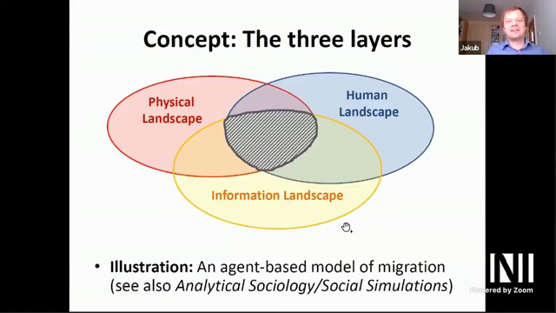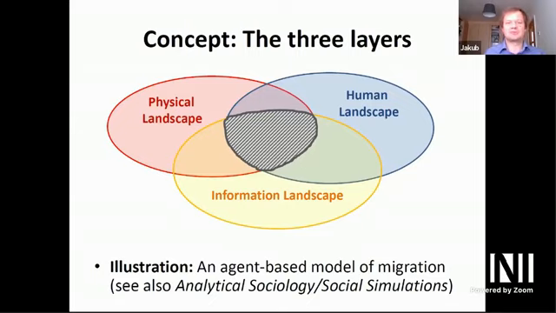The very concept of that came from the defense literature, where there's talk about the interrelations between the physical landscape, the human landscape, and the information landscape. The interesting part is what's happening at the intersection of the 3 layers of the landscape. And as an illustration of that, I'd like to show you an agent-based model of migration, or precisely of migration route formation.